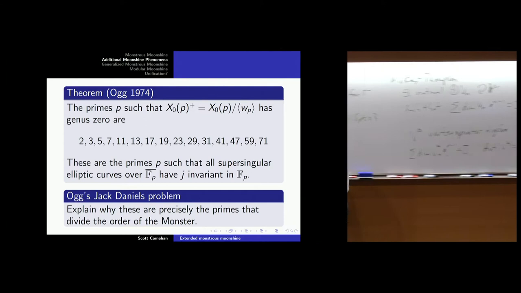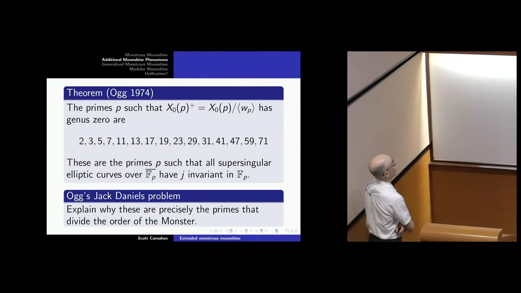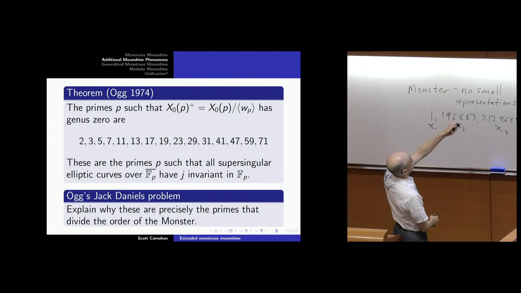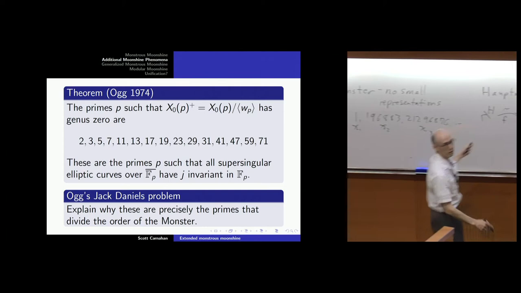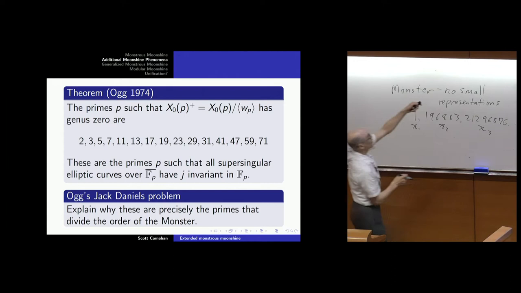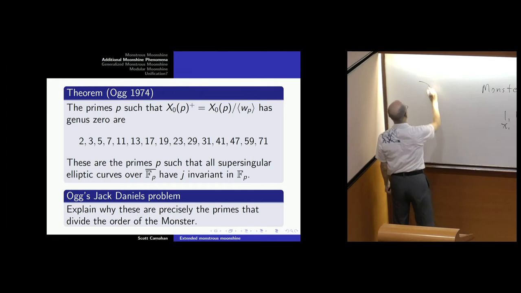First of all, there's some work of Ogg in the early 1970s. So he showed that the primes p such that this quotient of X naught of p by the Fricke involution has genus zero are these 15 primes. And it's a pretty short exercise with the bad fiber to show that these are the primes such that all supersingular elliptic curves over F_p have J invariant in F_p.